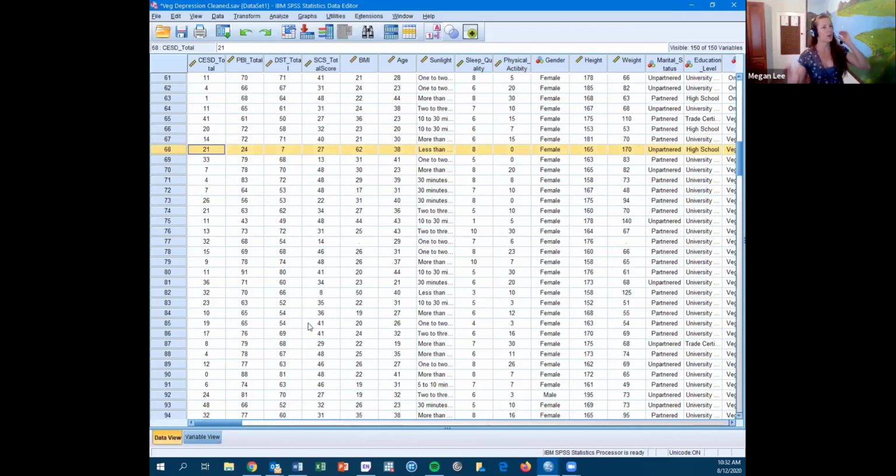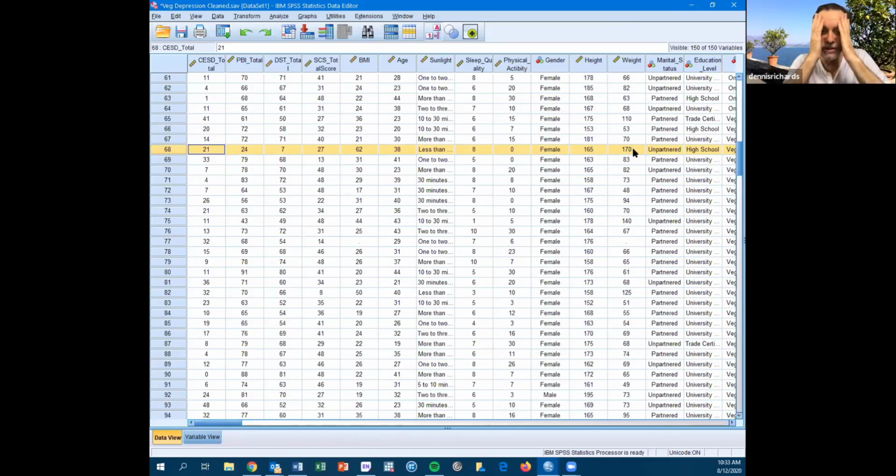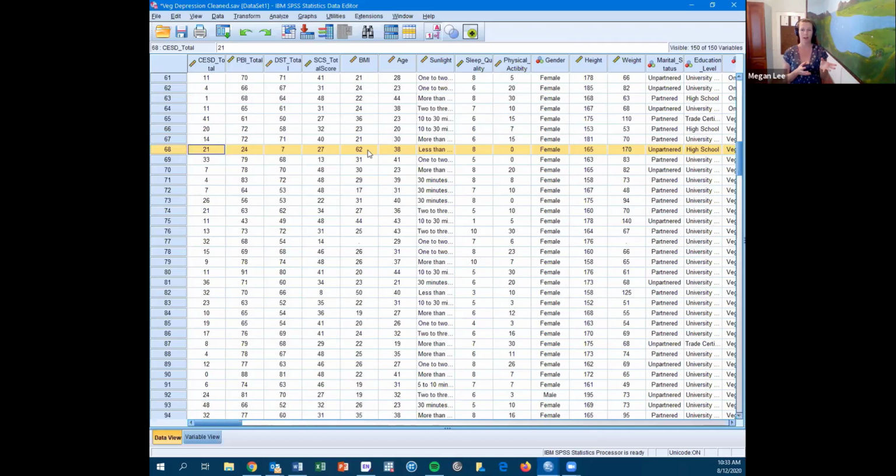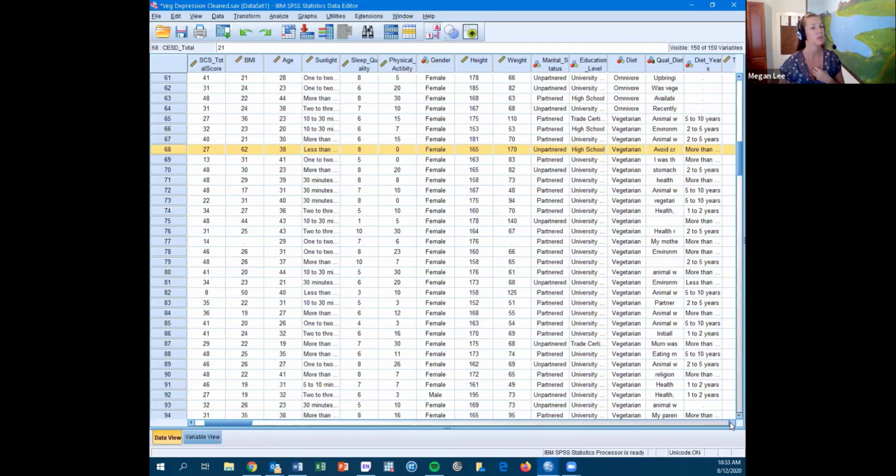That's right. So they're all the totals. We don't need that. Start with age. So participant number 68 is 38 years old. She is a female. She is 165 centimeters and 170 kilos. Oh dear. So that's quite high, isn't it? Her BMI is 62. Remember we were talking about the BMIs last week and how that was an unusual BMI, that was an outlier? So this is someone with an extremely, extremely high BMI for height. She's unpartnered. She has a high school education level. She's vegetarian.